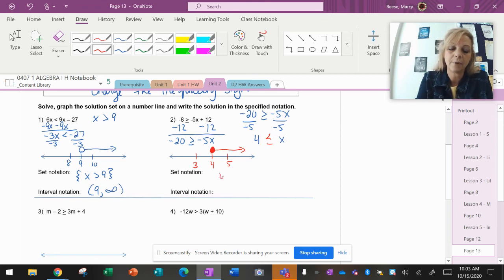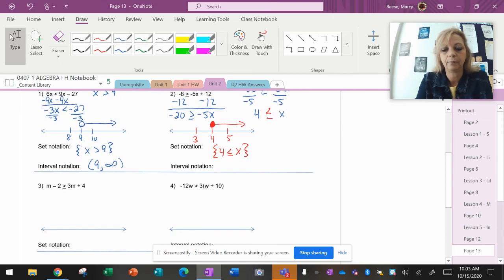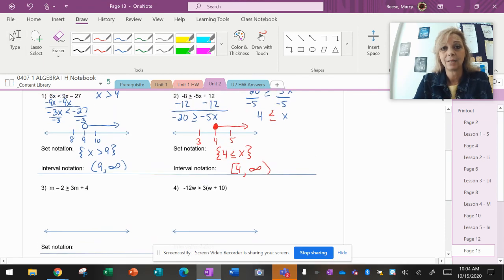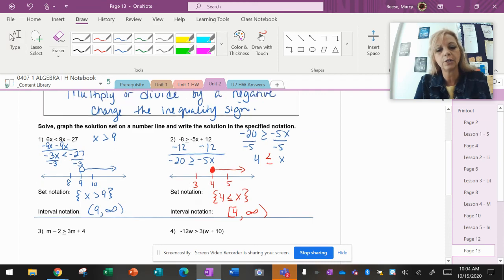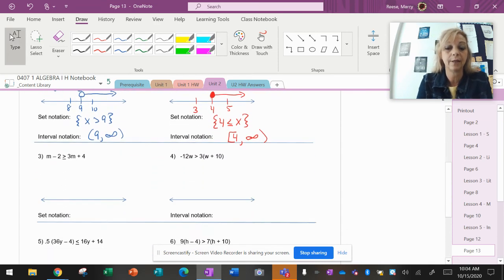Okay, I've already got my set notation. All right, then I've got to do my interval. My interval is going to be 4 with a bracket, because it includes 4, to infinity. Okay? And that's it. There's nothing fancy about these. As far as the solving goes, you just have to remember that golden rule, right? That's going to be your key.